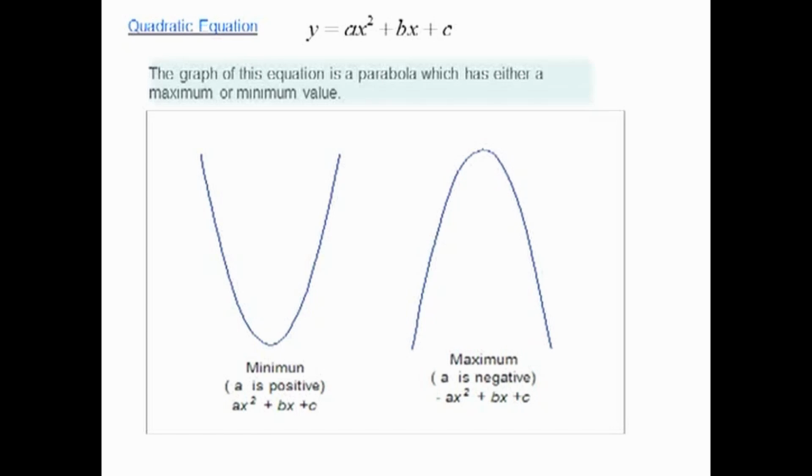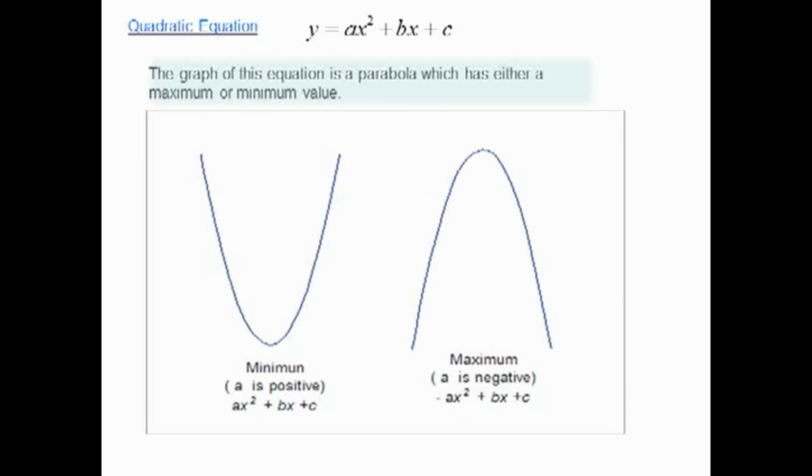Hi guys, today our lesson is on quadratic equations, and in particular we will be learning how to find the maximum or minimum value of a quadratic equation. Now if you were to graph a quadratic equation, you'd get a smooth curve called a parabola. As you can see here, the parabola can either have a minimum value or a maximum value.